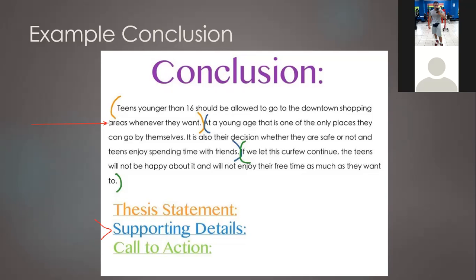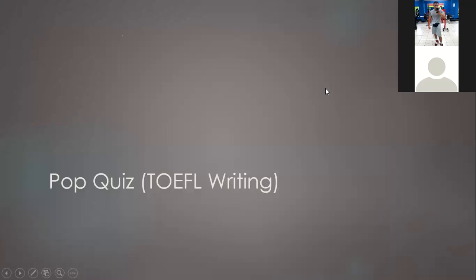Okay? Very good. So this is basically what you want to do, right? You want to put your thesis, you want to go back to some kind of detail, and you want to give your opinion, your final opinion, okay? This is an example of something that you can do. Okay, so before we continue, we're going to do a practice today. But before we continue, I want to do a pop quiz, right? So, solamente del tema de writing, okay? I want to ask you a little quiz. I have 7 questions here for you to answer, right?